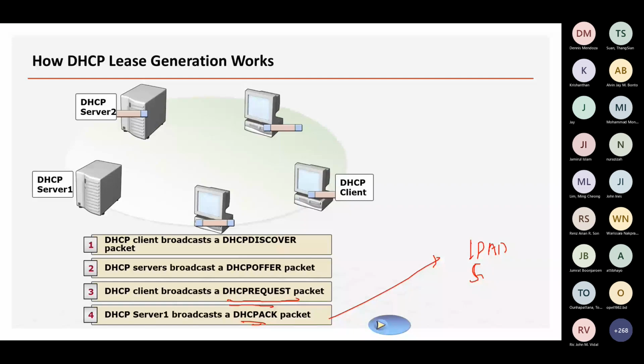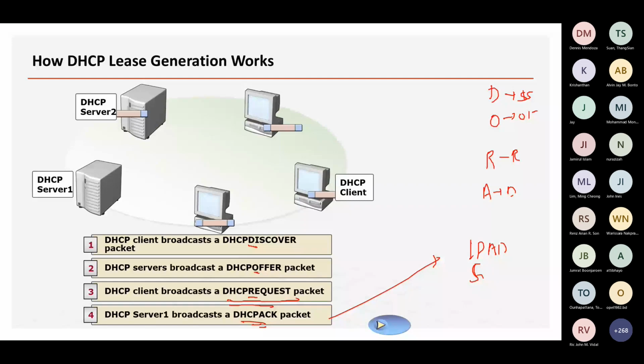Now one important point you need to remember here. If you take this whole DORA process, why is it called the DORA process? D stands for discover, O stands for offer, R stands for request, and A stands for acknowledgement. If someone is asking how DHCP works, it's very easy to remember: DORA. So it's easy for you to understand. D stands for discover, O for offer, R for request, A for acknowledgement. So with the help of the DORA process, the IP address is assigned to the computer here.